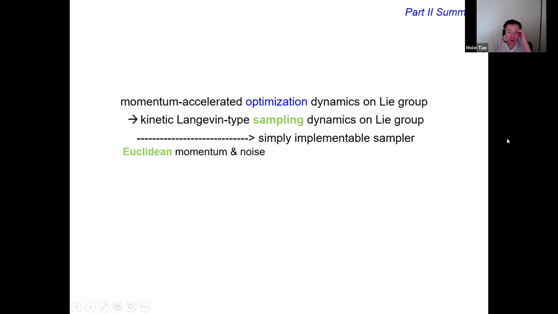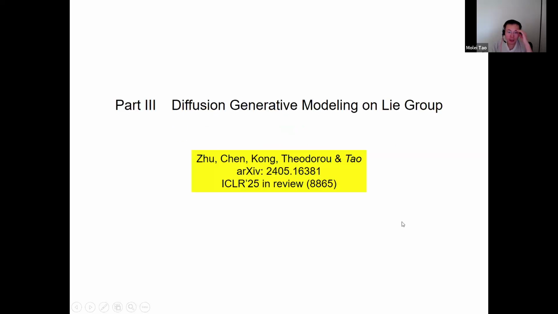Okay, so this is the second part. We basically use this momentum accelerated optimization dynamics as a starting point. We add noise so that we get kinetic Langevin / underdamped Langevin type sampling dynamics on Lie group. Because our momentum is actually Euclidean, we can discretize in a nice way. And we can get a simply implementable sampler that is explicit, manifold preserving, and we actually have non-asymptotic error analysis as well. Okay, finally, with all those preparations, we can talk about generative modeling on Lie group.